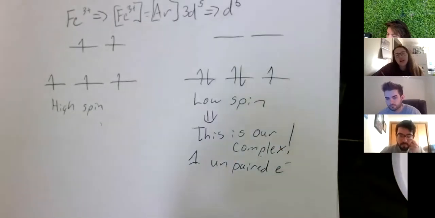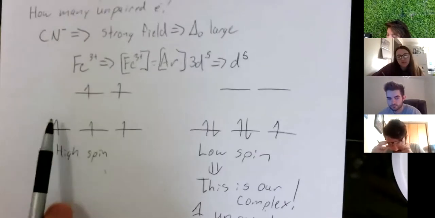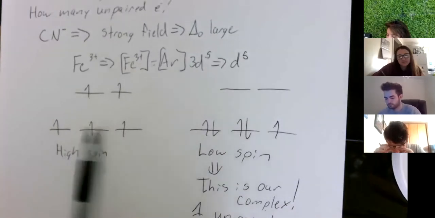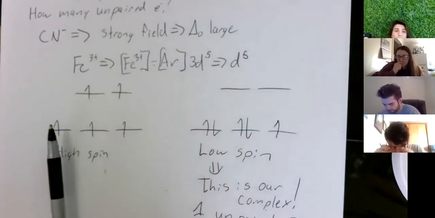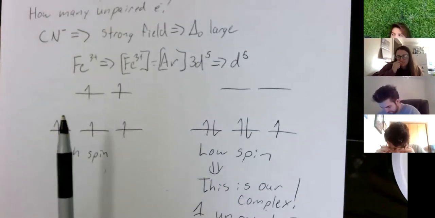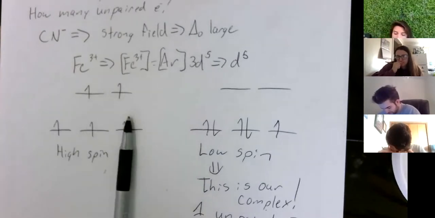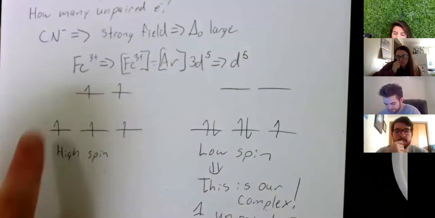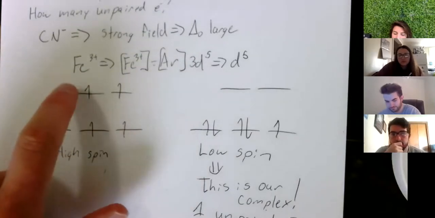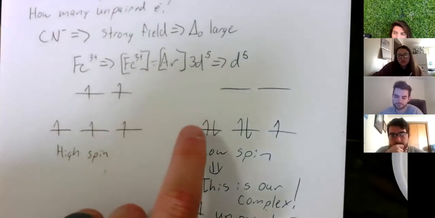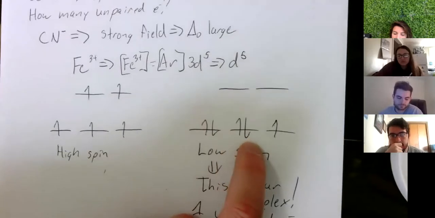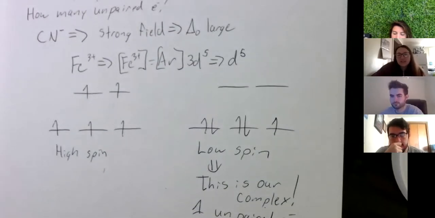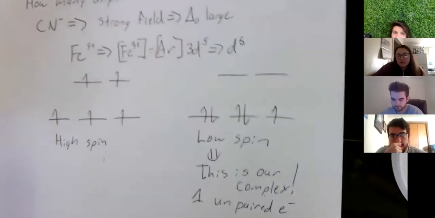Wait, how do you know it's not the high spin just by looking at this? So you have two options, right? High spin cases have more unpaired electrons, and if you add up the total spin of those electrons, it's larger for the high spin case. Because in this case you have plus 1/2, plus 1/2, plus 1/2, plus 1/2, plus 1/2. In this case you have plus 1/2, minus 1/2, plus 1/2, minus 1/2, plus 1/2. Does that make sense? What if you had a D9 with a high spin? So let's look at a D9.